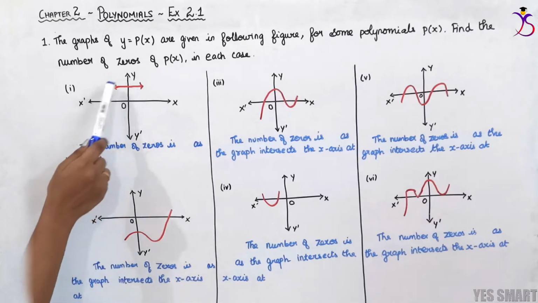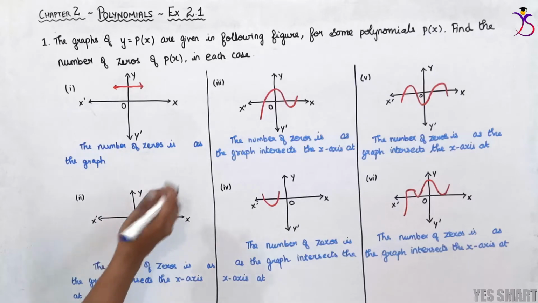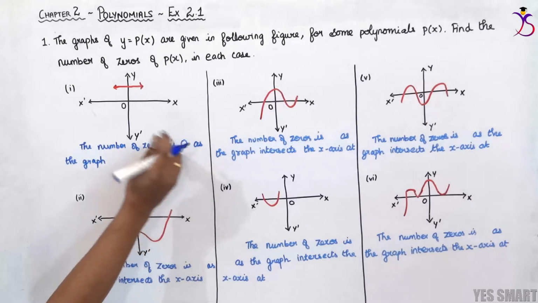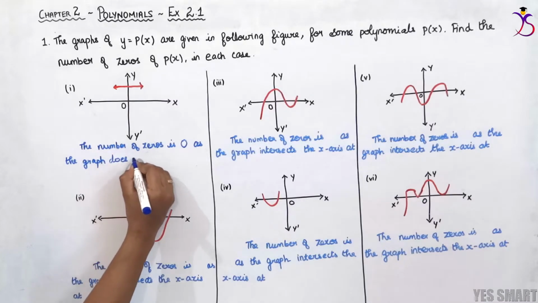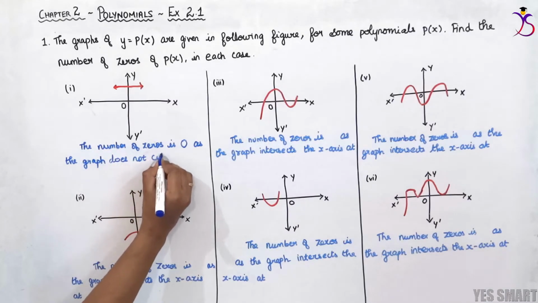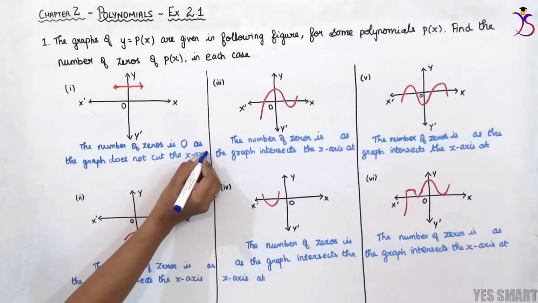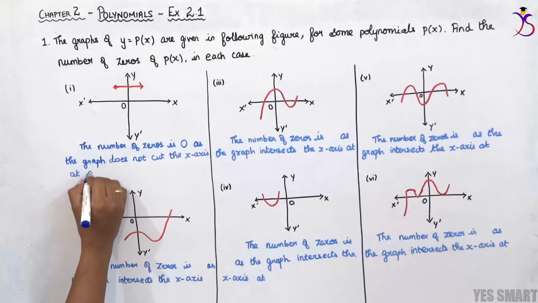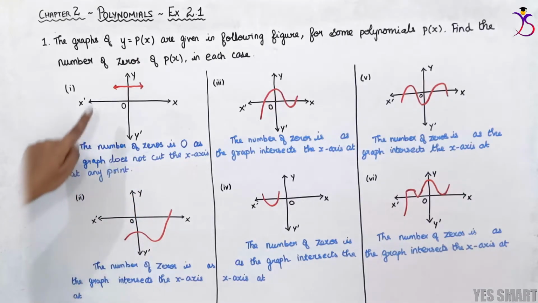For the first subdivision, the number of zeros is 0 because the given graph does not cut the x-axis at any point. So the given graph doesn't cut the x-axis at any point. Therefore, there is no solution for the given graph.